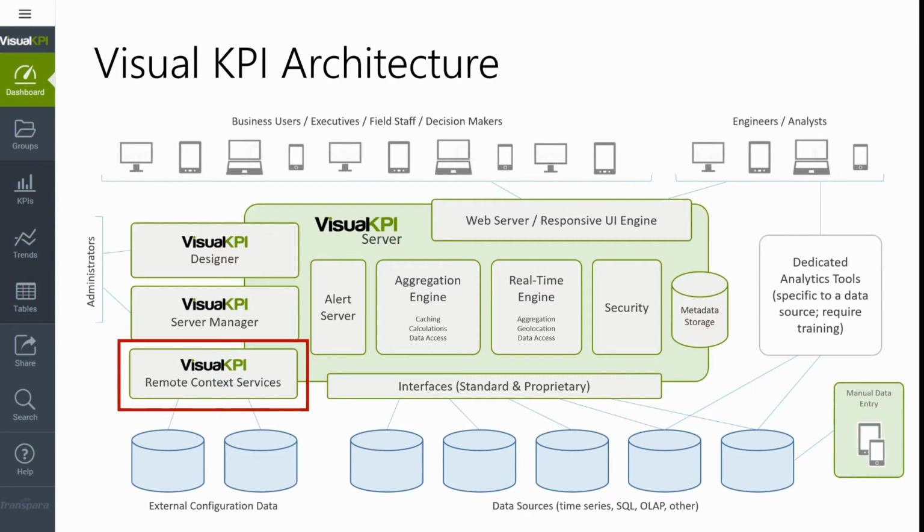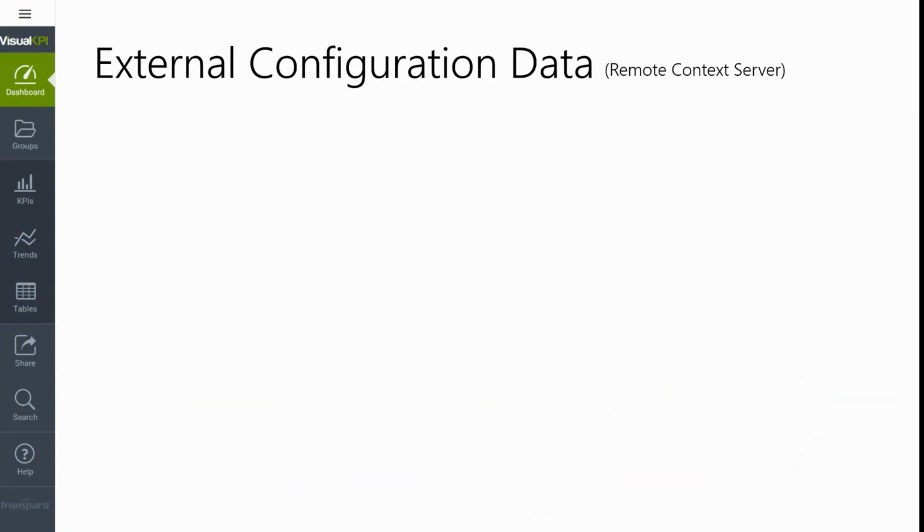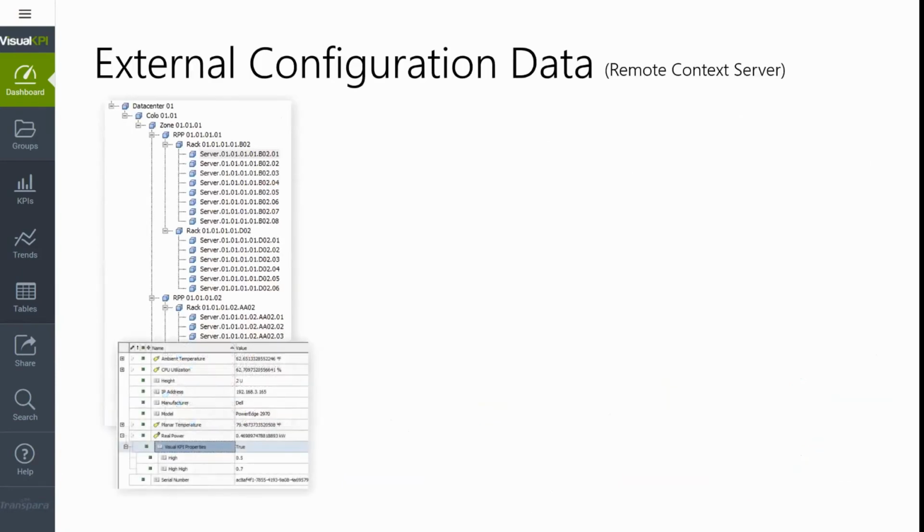And that could be the same database as your data, as we'll show in the SQL RCS demo that Christian's going to do, or it can be totally separate. You might get your metadata from one or even multiple sources and get your data from one or multiple sources that might be radically different from each other. So let's talk a little bit about what a remote context server does.